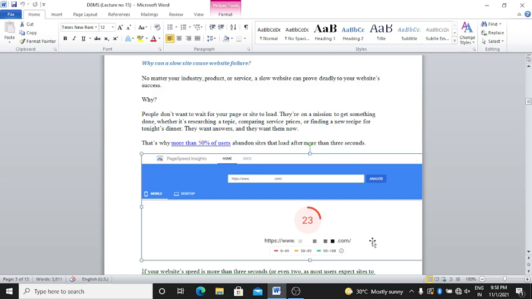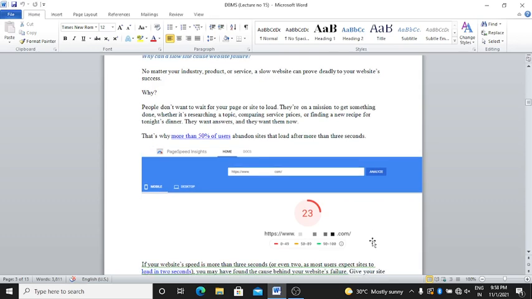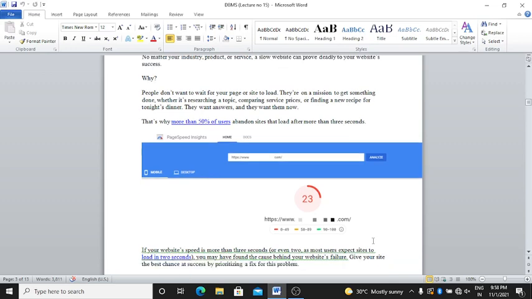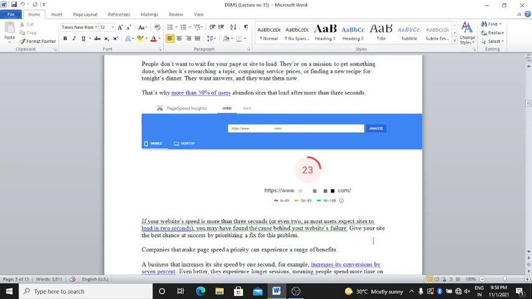Why? People don't want to wait for your page or site to load. They are on a mission to get something done, whether it's researching a topic, comparing service prices, or finding a new recipe for tonight's dinner. They want answers and they want them now. That's why more than 50% of users abandon sites that load after more than 3 seconds. Right? We are also doing the same thing. We can't wait a long time for the site to load. Right?